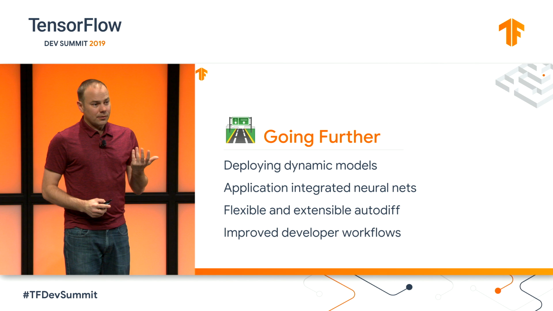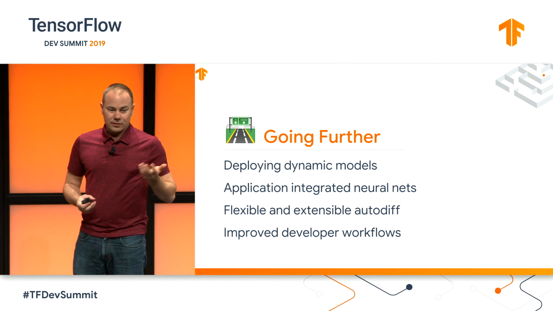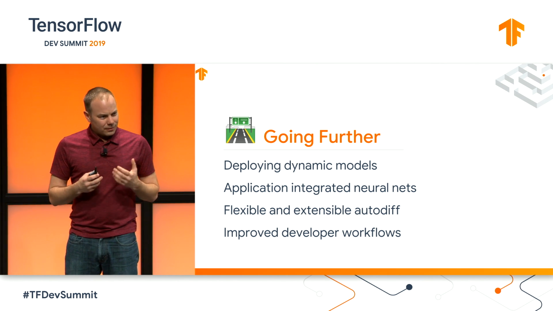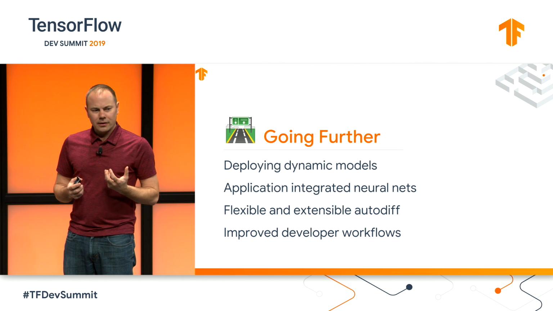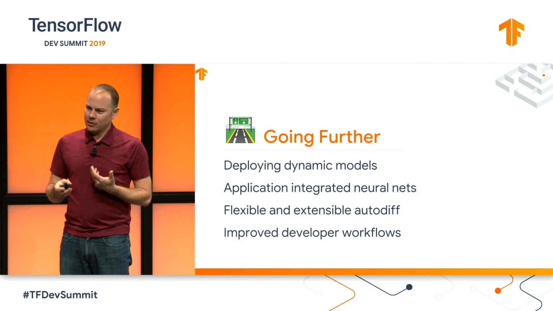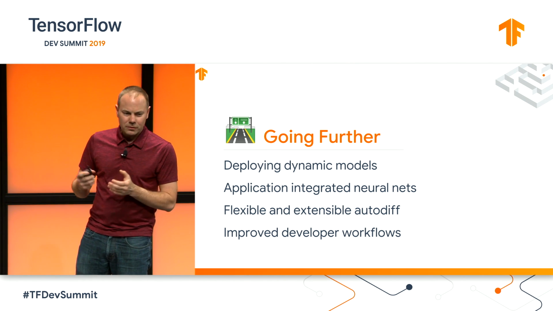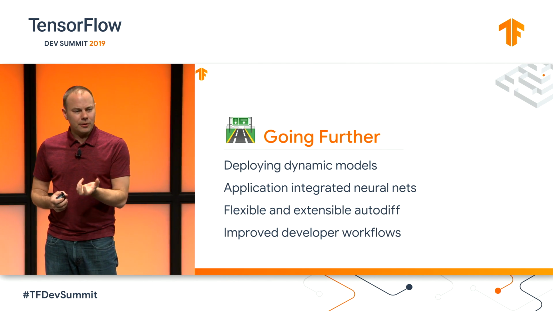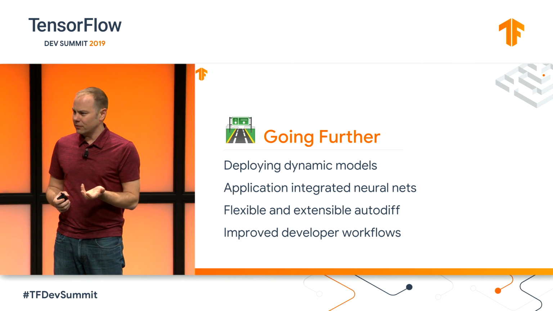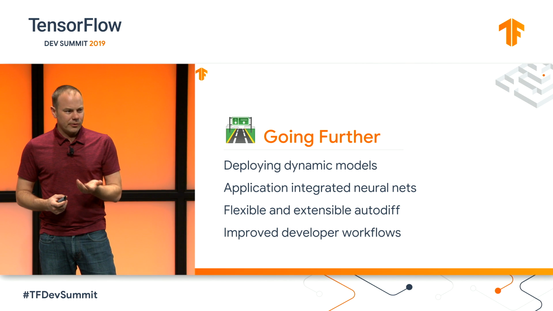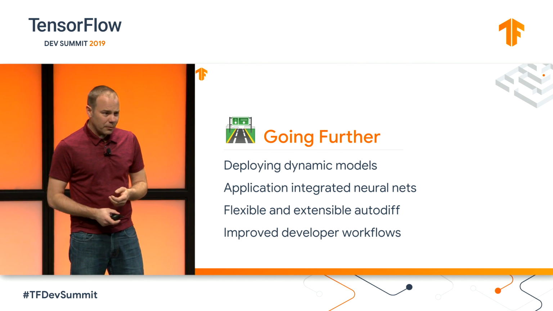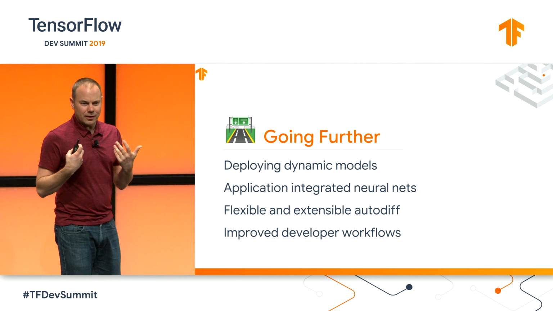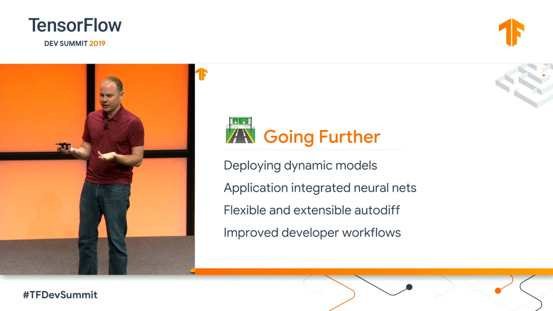Well, eager mode makes it really easy to train a dynamic model. But deploying it still requires you to take that and then write a bunch of C++ code to help drive it. And that could be better. Similarly, some researchers are interested in taking machine learning models and integrating them into larger applications. That also often requires writing C++ code.